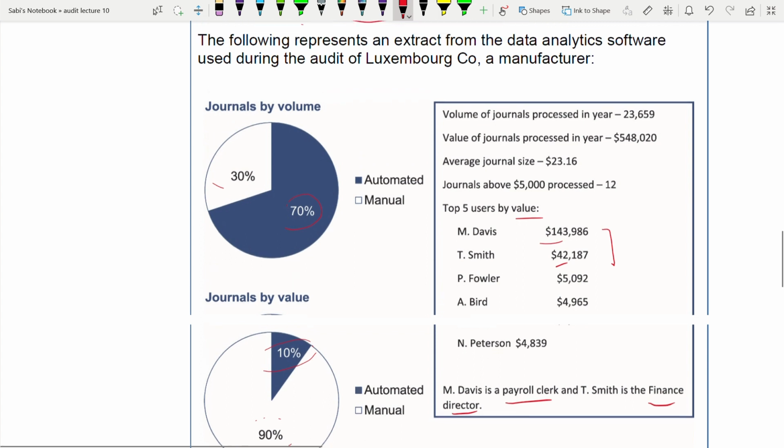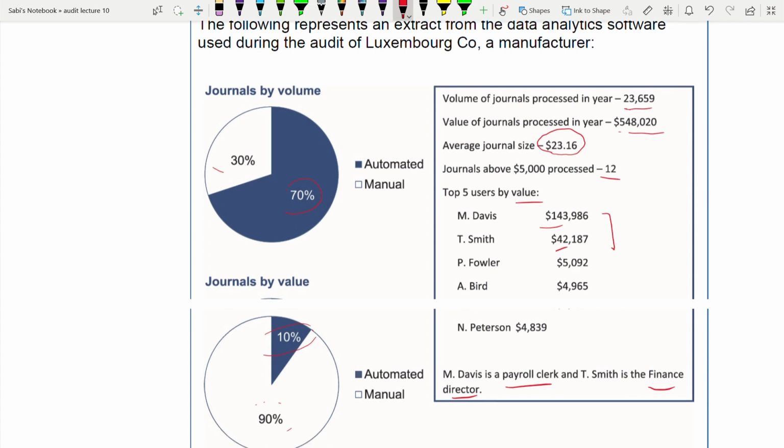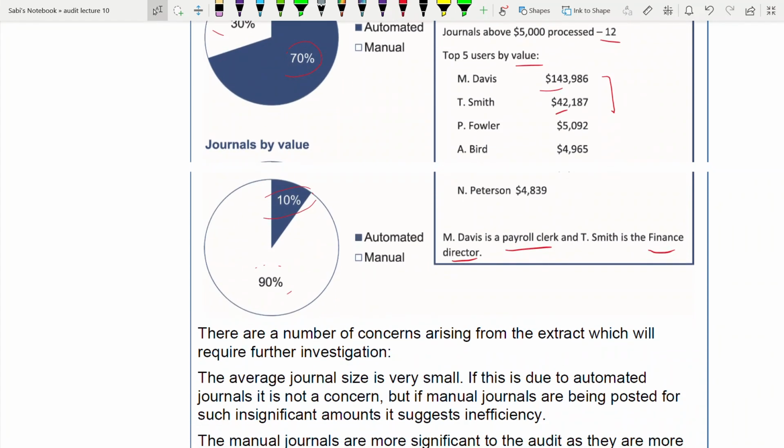Okay, now we'll see. So volume by journal processed in a year is 23,659. Value is 548,020. Average journal size is $23.16. If you see, it's very small. And journals above 5,000 processed is just 12. So now we are going to interpret this. Okay, remember there are a number of concerns if you go by this.